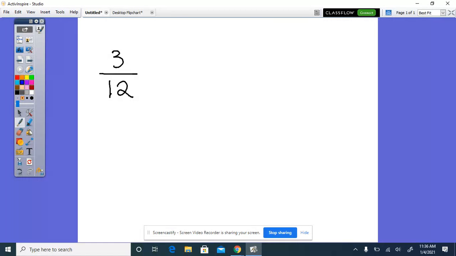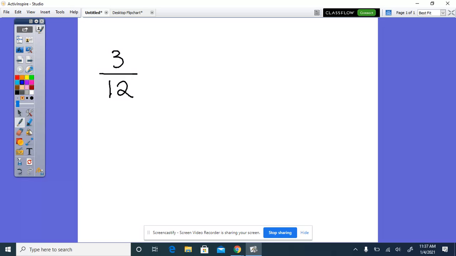So basically what that means is the numerator is the top number, okay? Numerator is the top number. The denominator is the bottom number of the fraction. Think about it this way: denominator, down. So the denominator is on the bottom. I want you to think, is there a number that goes into 3 that also goes into 12? Think about that in your head. What number goes into 3 that also goes into 12?